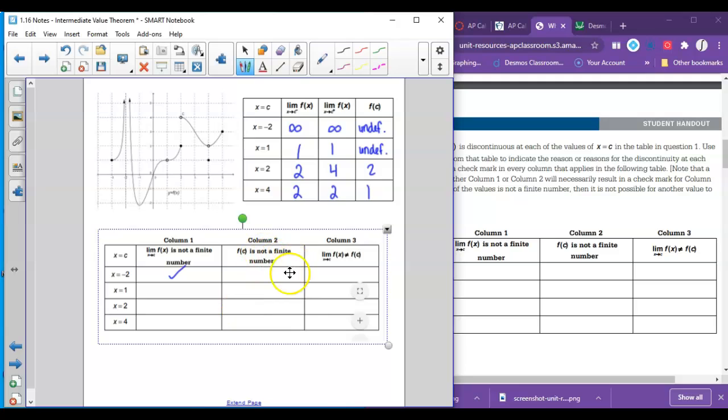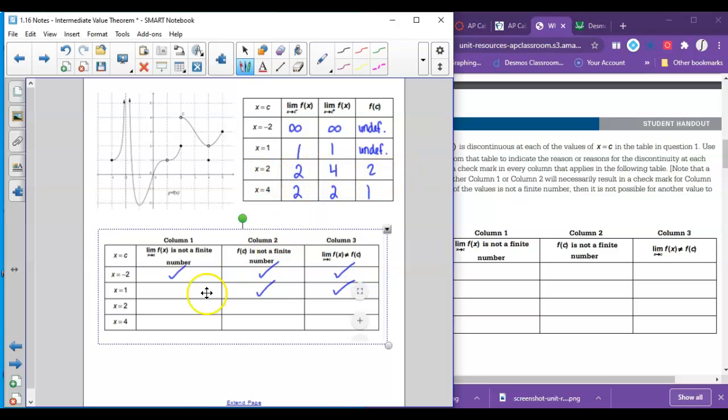And then f of c is not a finite number. That is true because this is undefined. And so we have check marks in column 1 and 2. 3 has to have a check mark as well. If we look at x equals 1, we do have a limit that exists because our limit from the left and the right both equal 1. So we're not going to put a check mark here. We do have a limit. However, f of c is not a finite number. F of c is undefined. So we have a check mark in column 2. So since 1 cannot equal undefined, we must put a check mark in column 3.